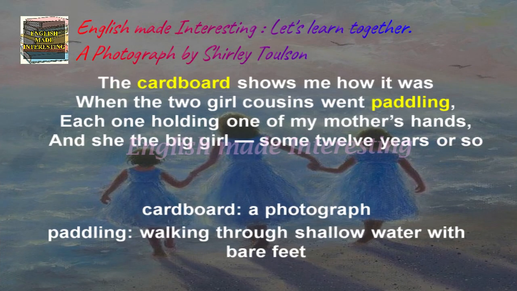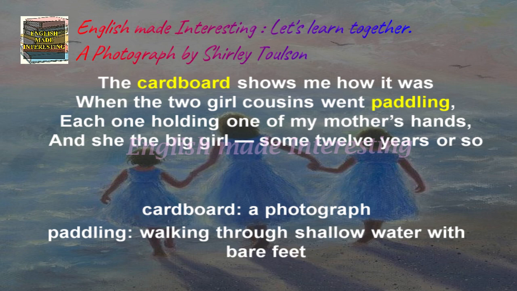Now I will explain the poem. The cardboard shows me how it was when the 2 girl cousins went paddling, each one holding one of my mother's hands, and she, the big girl, some 12 years or so. So here the cardboard means a photograph. Paddling means walking through shallow water, bare feet.